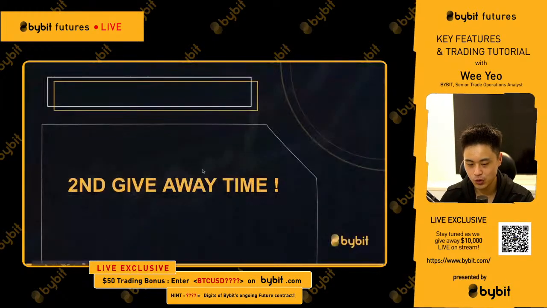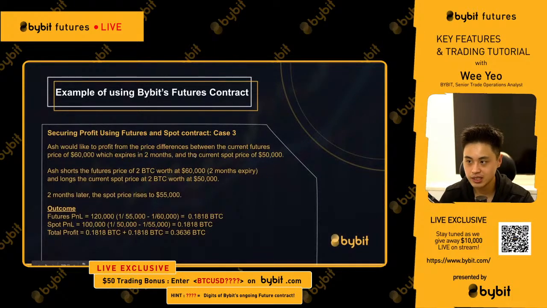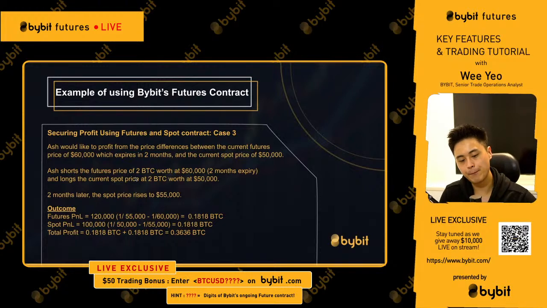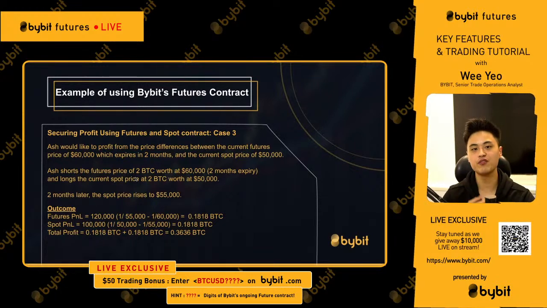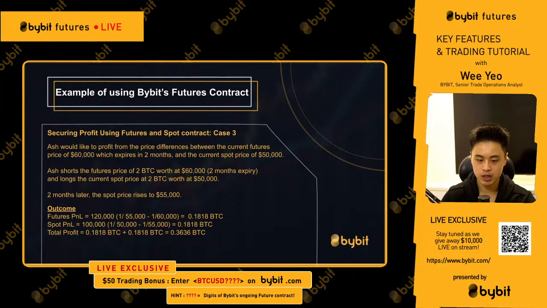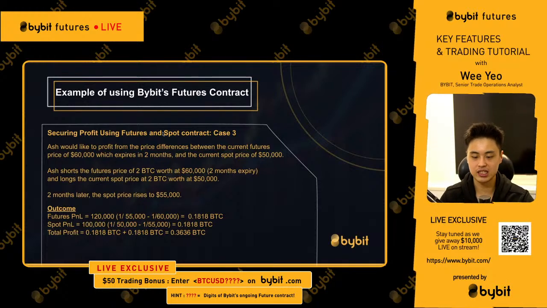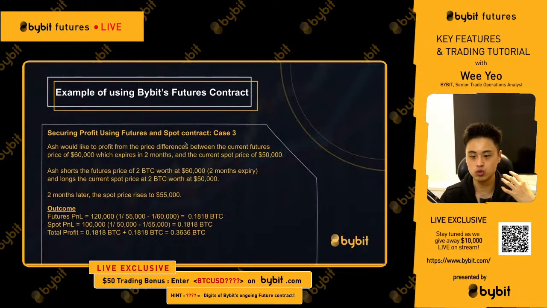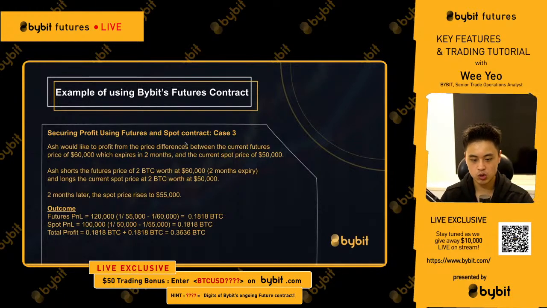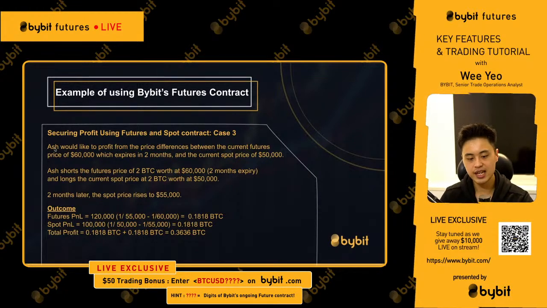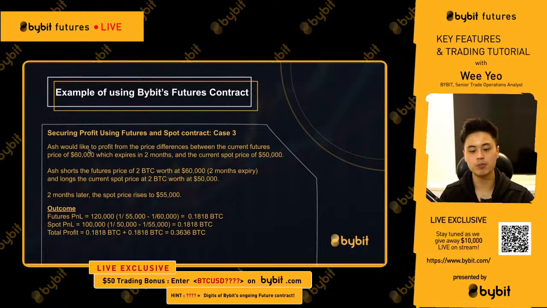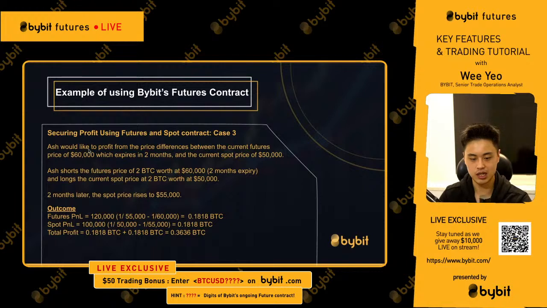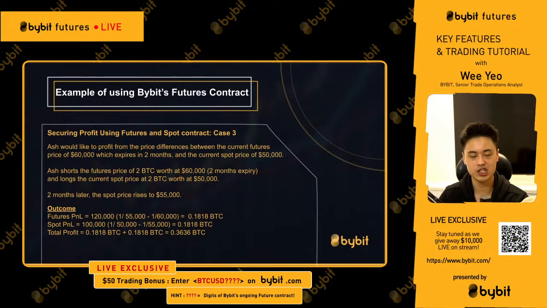Okay, and next I'm going to go to my final case study. So over here you can see that this example is talking about securing the profit between futures and spot contract. So of course right now Bybit does not have a spot contract, but this is for you all to have a better understanding of how some traders actually use futures to perform hedge. So firstly, Ash, in this example, would like to profit from the price difference between the current futures, which is in this example 60,000, which expires in 2 months time.